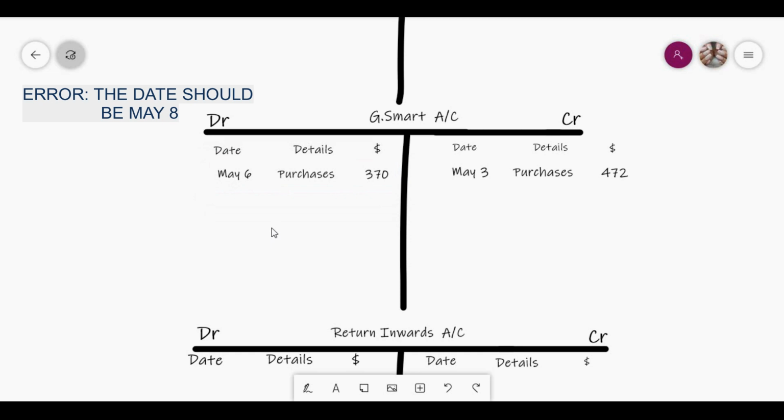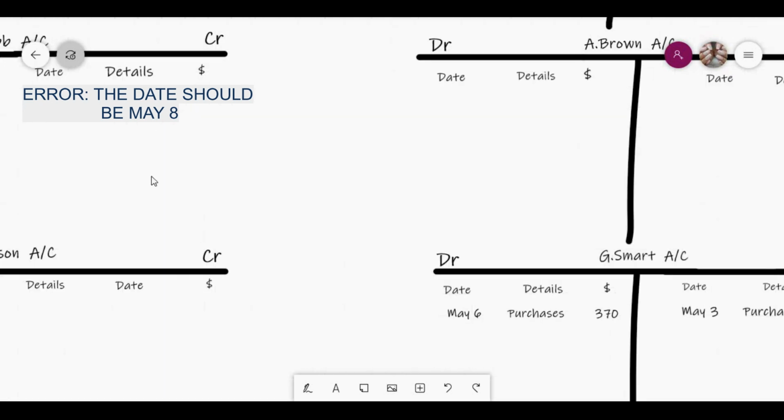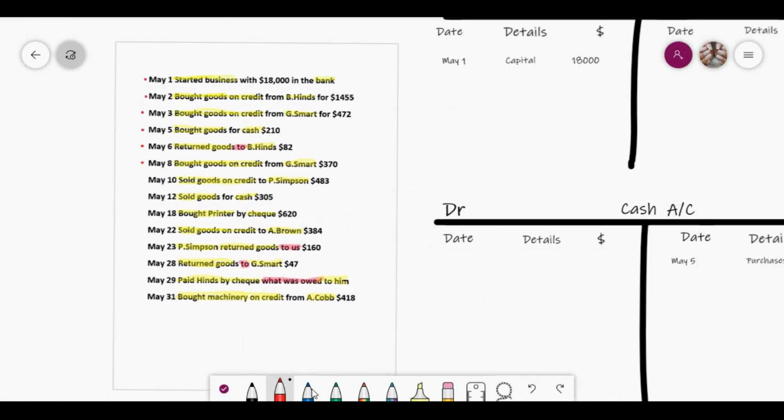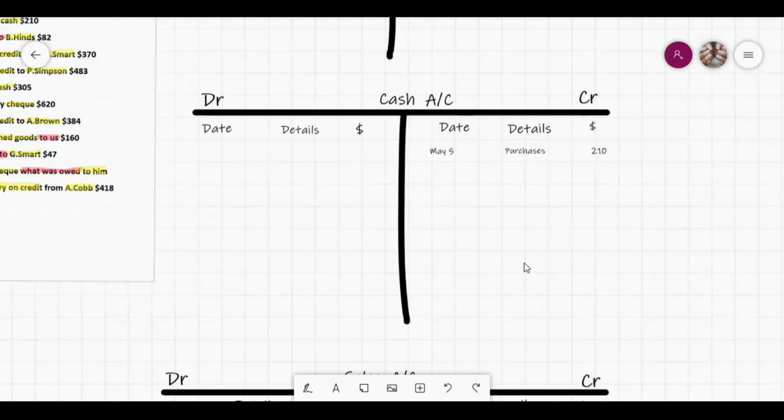So on May 10, sold goods on credit to P. Simpson, $483. This will affect the sales account and P. Simpson's account. Sales is always credited. It is the opposite of purchases.